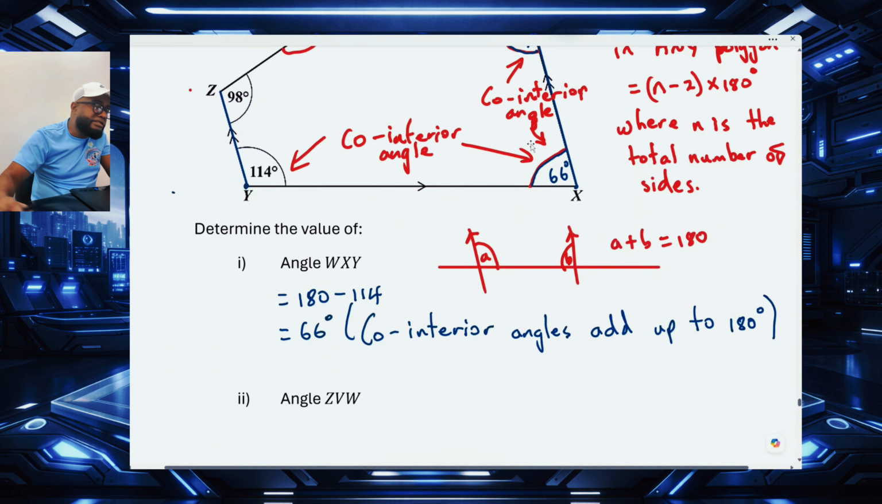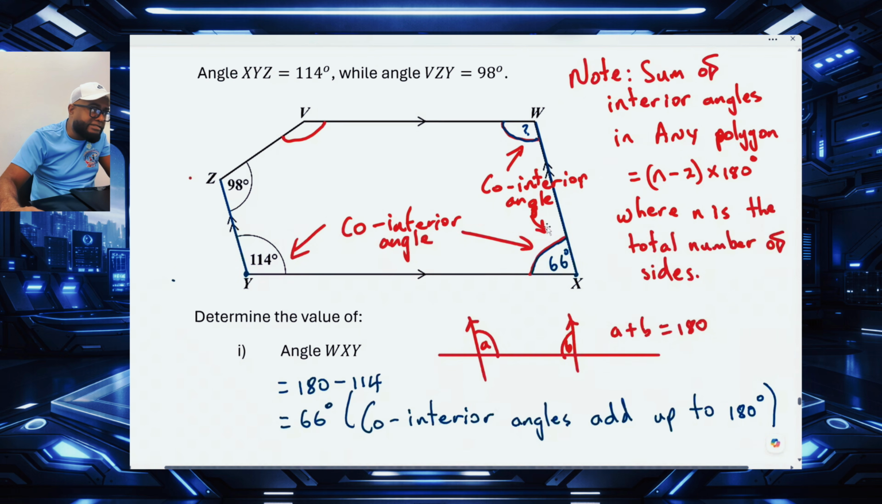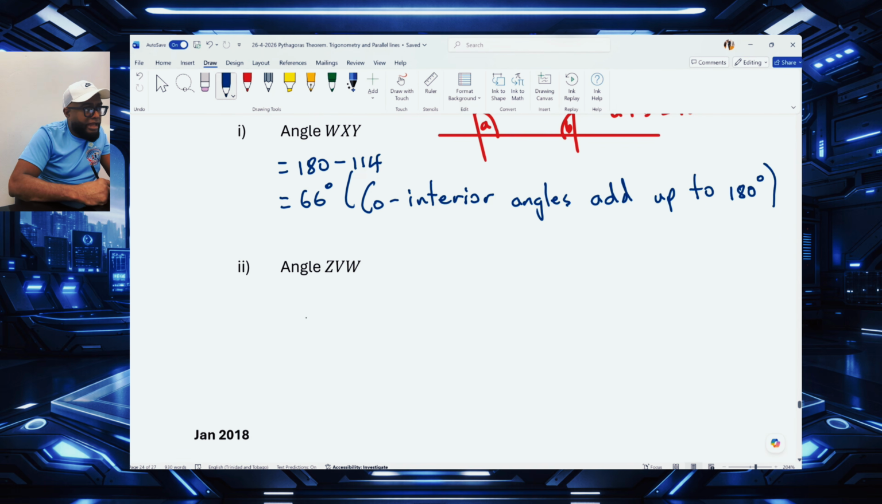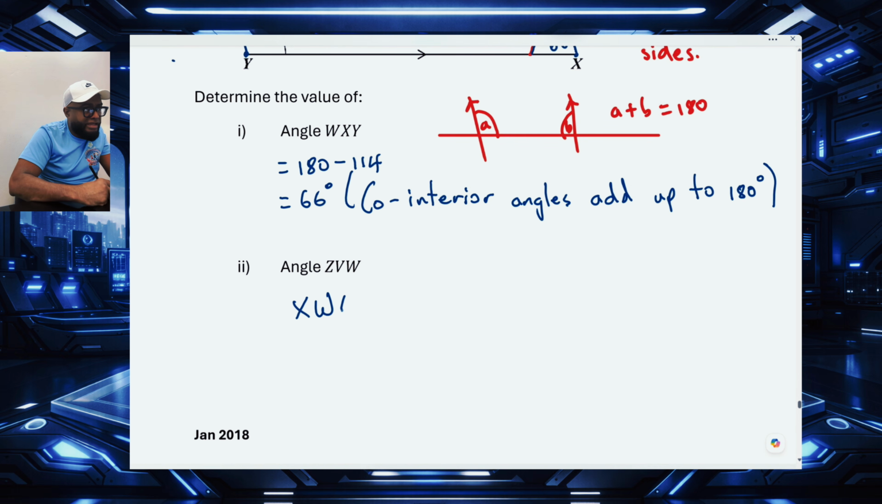Yeah, go ahead. So let's proceed to put the work in for XWV. XWV is equal to 180 minus 66. And this will give me what?